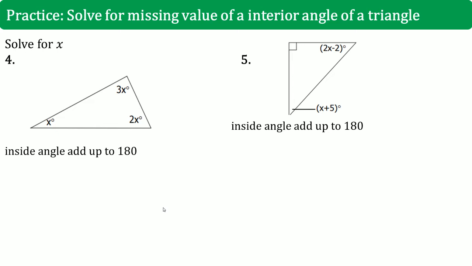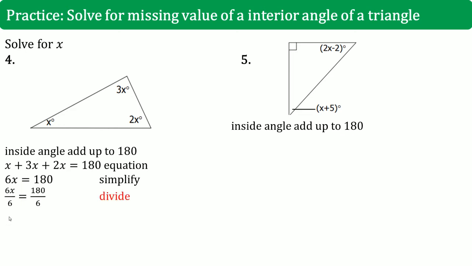Number 4, let's do number 4 here. We add up every angle inside the triangle. So x plus 3x plus 2x equals 180 degrees. X plus 3x plus 2x is 6x on the left hand side. That equals 180 degrees. Divide by 6 to both sides. You get x is equal to 30 degrees.